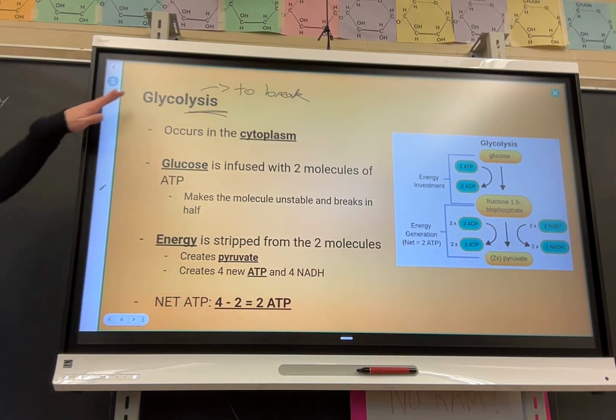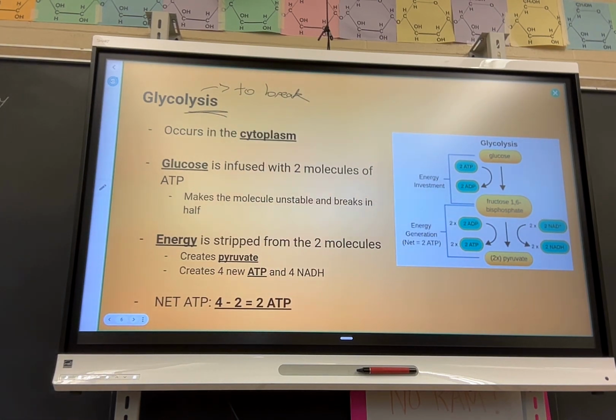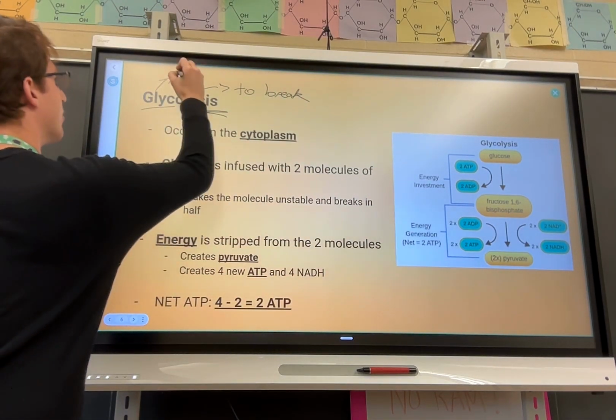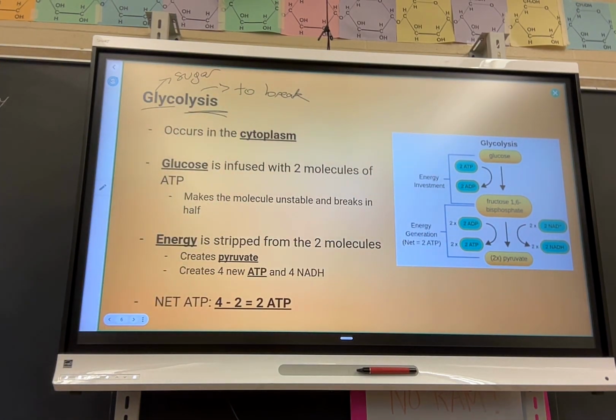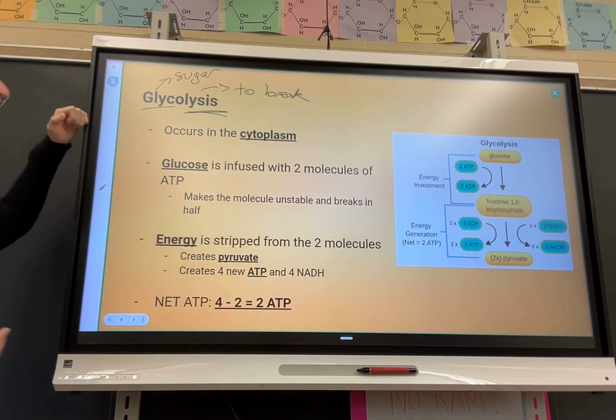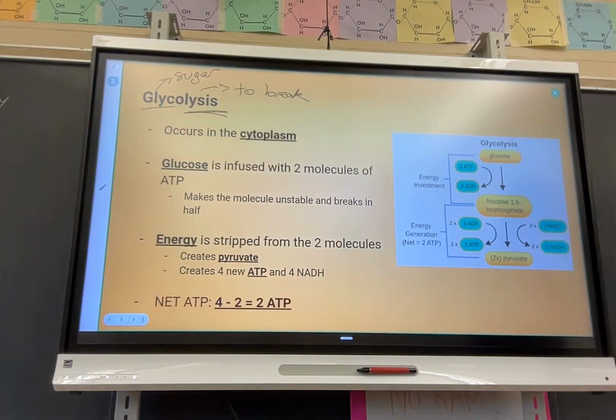We haven't really talked about this prefix glyco, but glyco is going to be a sugar. So in this case, the process of glycolysis is going to break a sugar down into its smaller parts. So we're going to do this in the cytoplasm. Now, we just said that cellular respiration happens in the mitochondria. So it's kind of weird that glycolysis isn't actually happening in the mitochondria. It's happening in the cytoplasm. And this is actually going to allow it to do a couple different things.